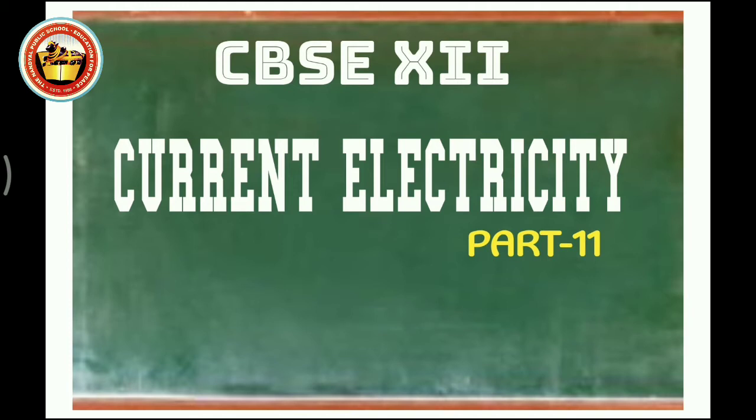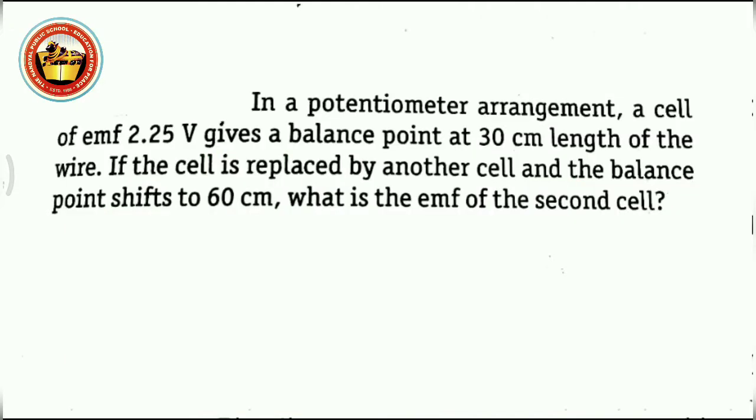physics. In a potentiometer arrangement, a cell of EMF 2.25 volts gives a balance point at 30 centimeter length of the wire. If the cell is replaced by another cell and the balance point shifts to 60 centimeters, what is the EMF of the second cell?